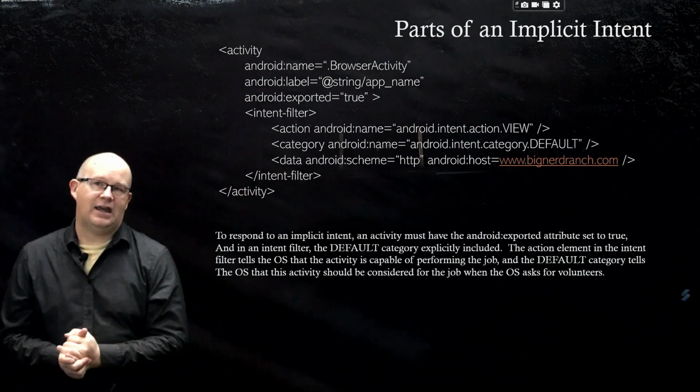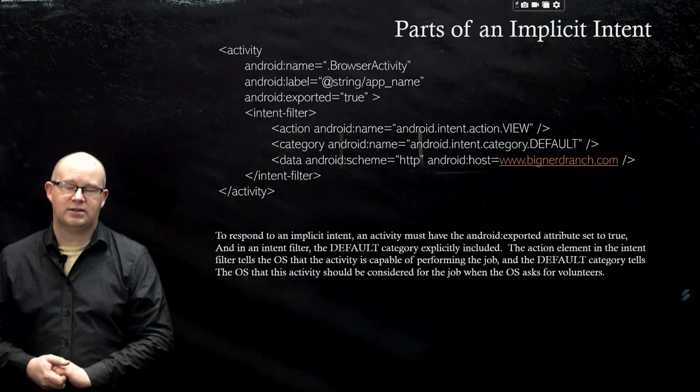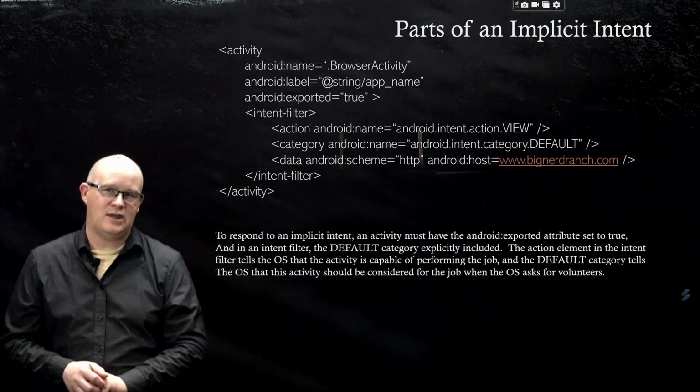Okay, so that is video 4, which happens to be the 4 parts of implicit intent. I will see you later in Chapter 5, where we begin to send a crime report.